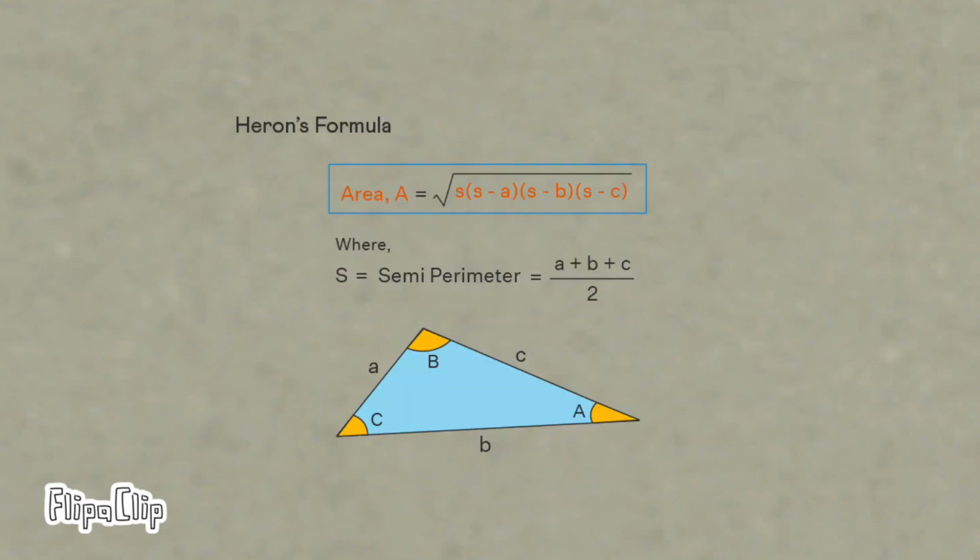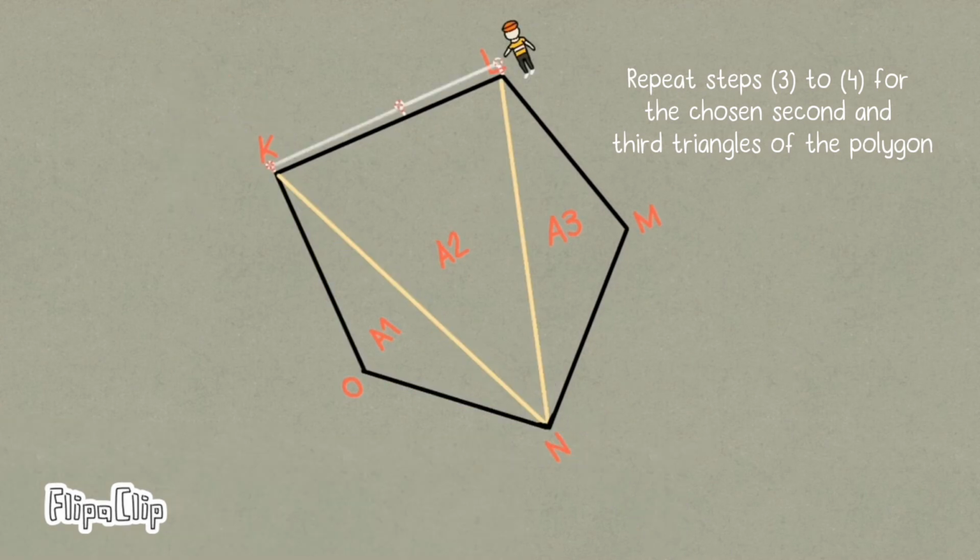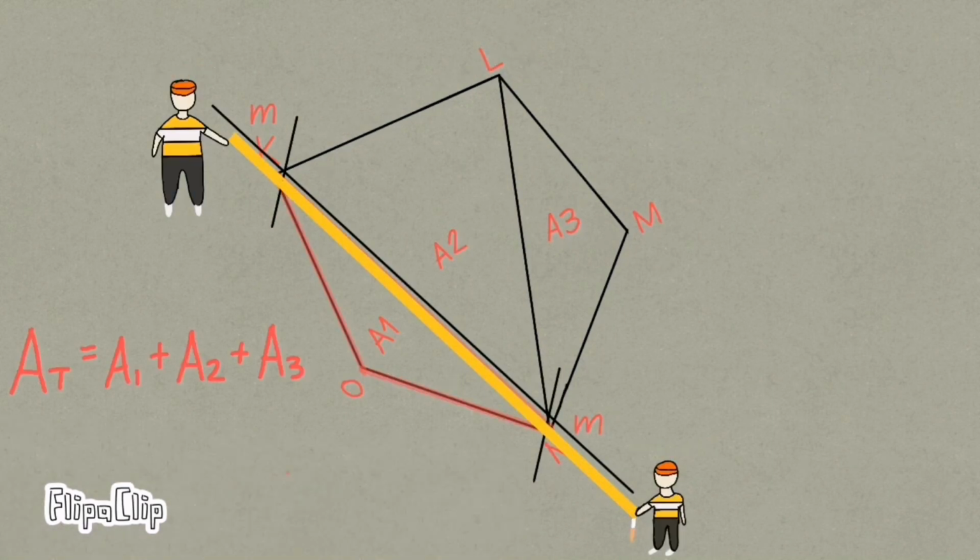To determine the area of the triangle, substitute the values of the semi-perimeter and sides A, B, and C into equation number 4, or Heron's formula. Repeat the third and fourth steps for the chosen second and third triangles of the polygon. To determine the whole area of the polygon, take the summation of areas of A1, A2, and A3. And that's all for area determination of a polygonal field using tape.